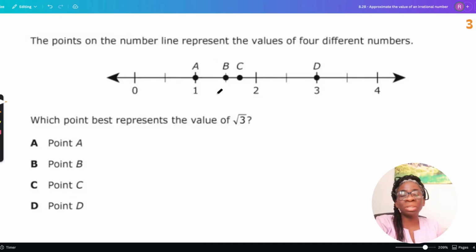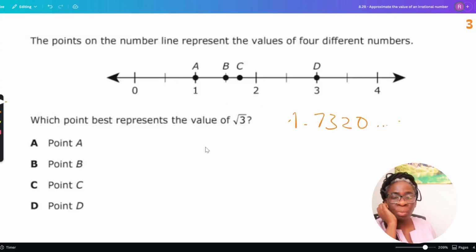So now the points on the number line represent the values of four different numbers. Which point best represents the value of root 3? First, what is root 3? Root 3 is equal to 1.7320 and so on. So which point is closest? The question is now asking which point best represents this.